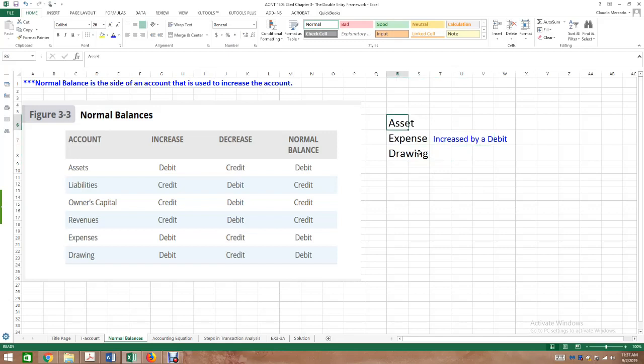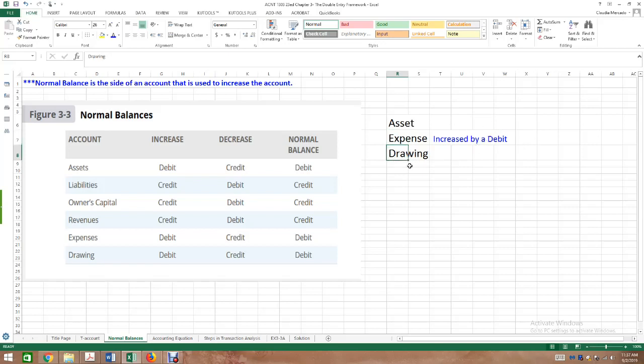An asset is anything that you own, whether it be supplies, accounts receivable, inventory, cash, equipment, land, anything that you own. If you want to increase your account, you debit. If you want to decrease it, then you would credit it. Expenses, such as utilities expense, postage expense, gasoline expense, rent expense, are debited. You increase them by debiting.